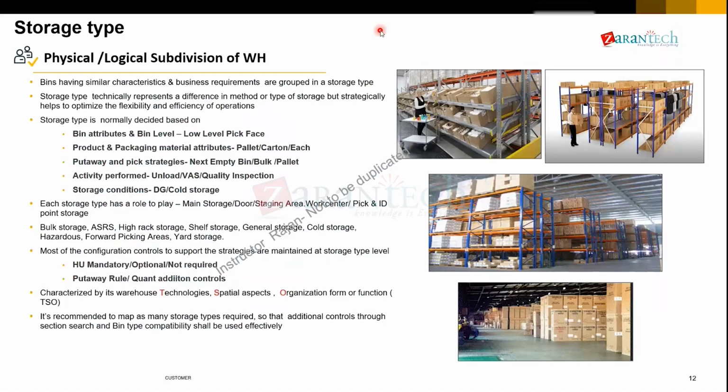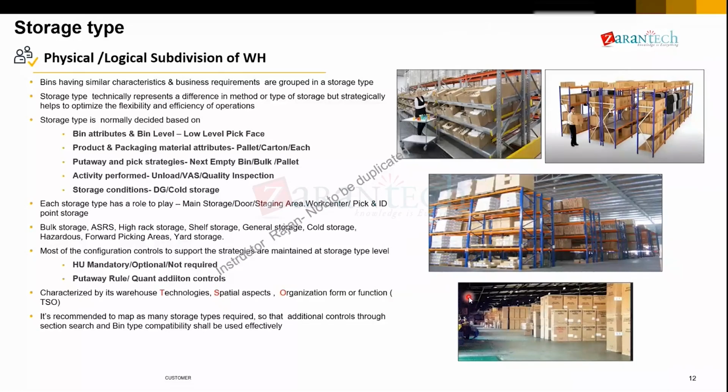So storage type, right? What is storage type? We talked about whenever we say storage type, it could be bulk storage or ASRS. This is the bulk storage, and ASRS we talked about, the high bay warehouses. And then this is rack storage, and this may be your shelf storage or your pick face location, which is called a floor rack in this case, or this could be your mezzanine. Again, sort of shelf storage only. And then it could be cold storage, hazardous material storage, yard storage, forward picking area. This is a forward picking area. So different types of storage are called storage types in EWM.